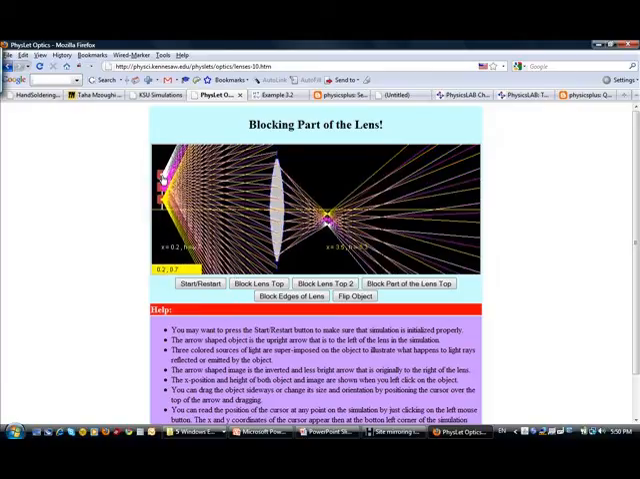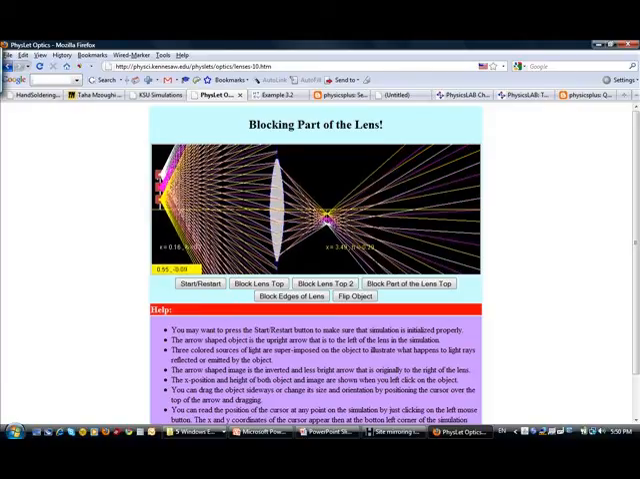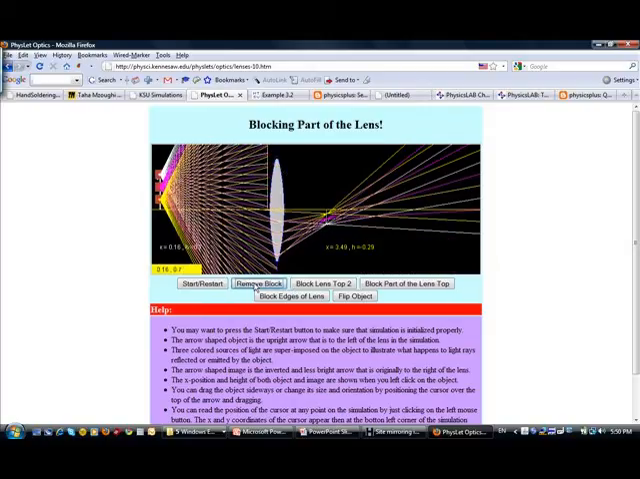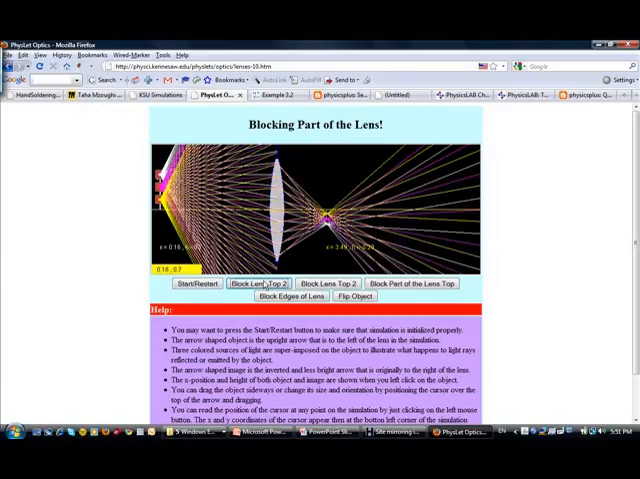Okay, now what we are going to do is block part of the lens. For example, we are going to block the top of the lens. And you notice here, when I block the top of the lens, we still have all elements of the light reaching the other side of the lens to form an image, but a lot less light. So let me repeat it again. Okay, now here we have the full image.